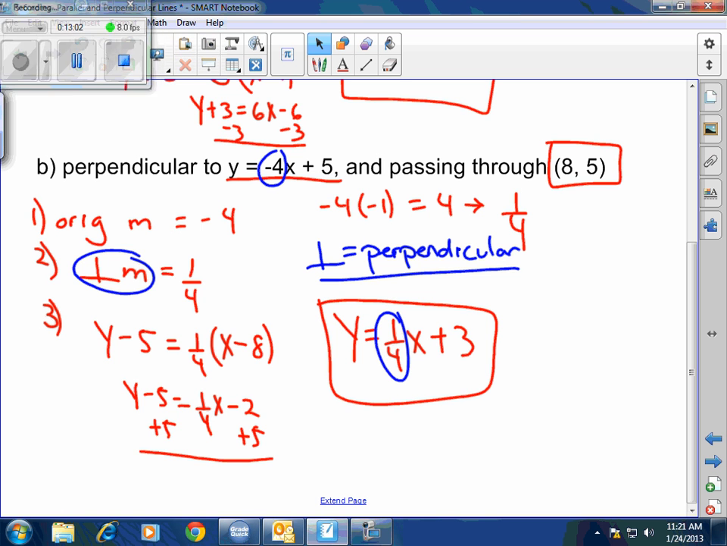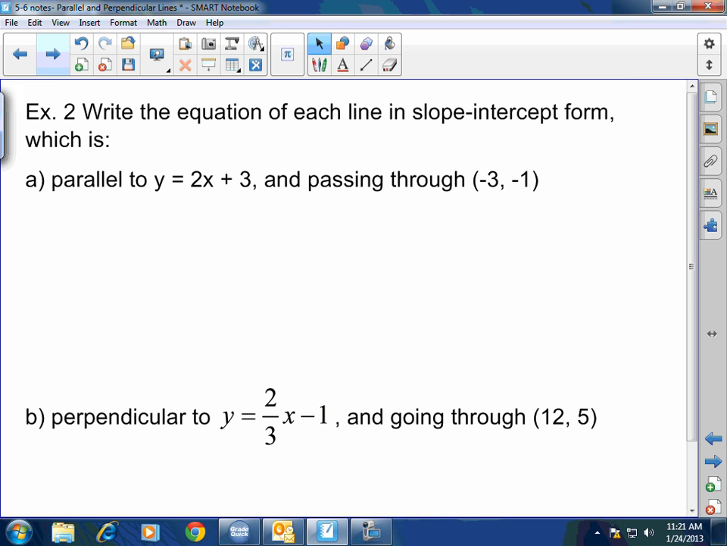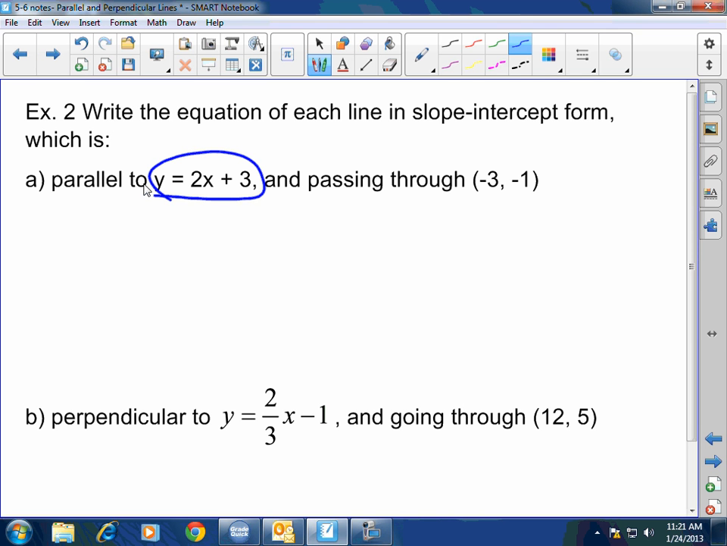Okay, guys. So let's continue. Let's do a couple more examples. Write the equation of each line in slope-intercept form, which is the first one, parallel to y equals 2x plus 3. So remember, the new line that we're creating is parallel to this one, and the new line that we're creating is going through those points.